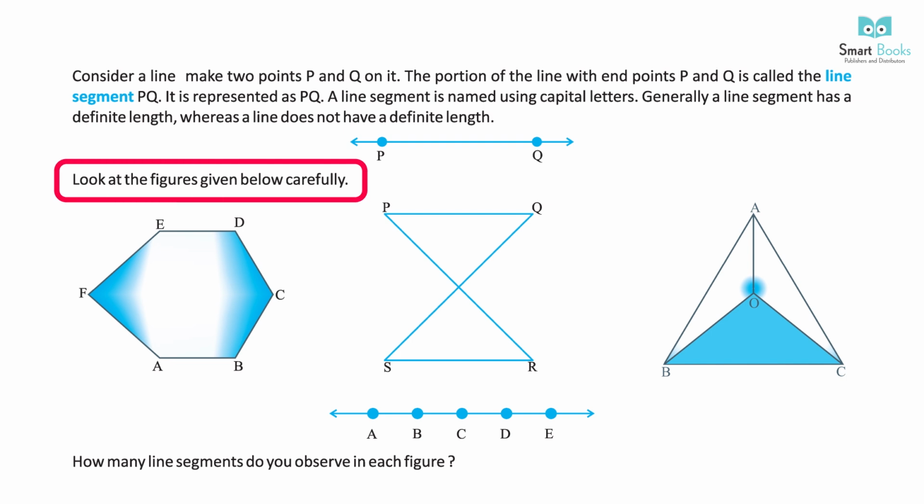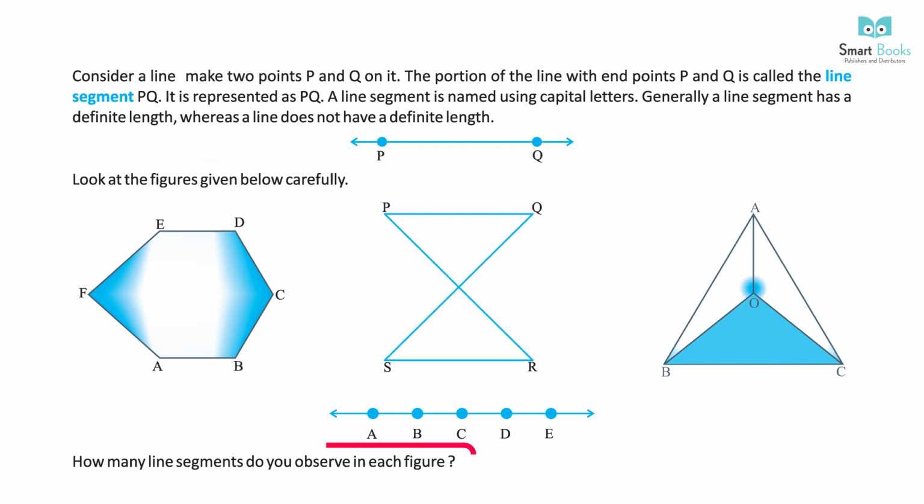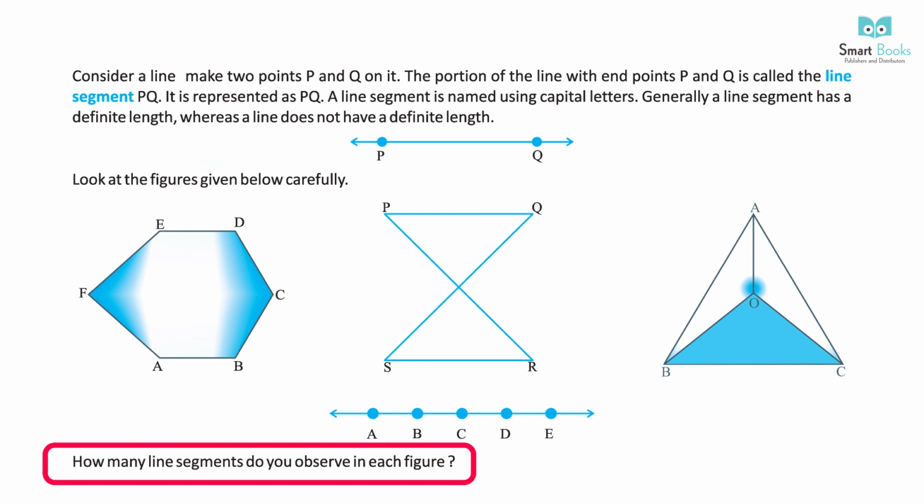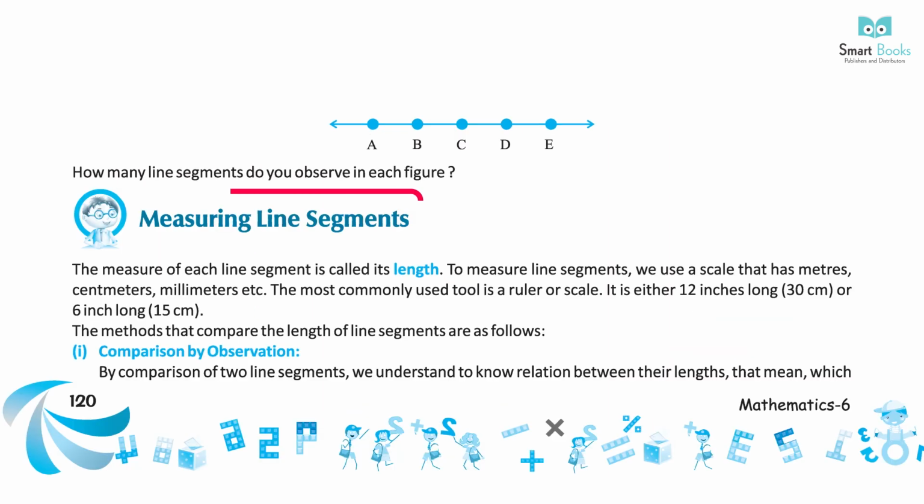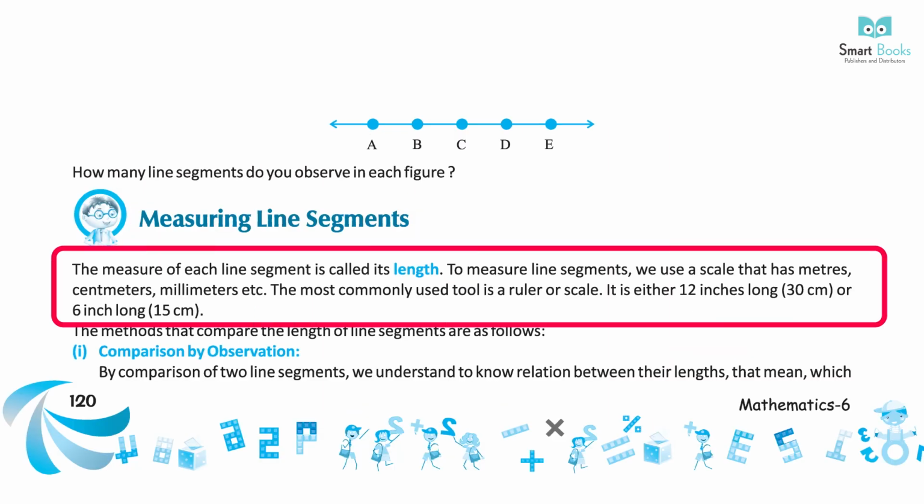Look at the figures given below carefully. How many line segments do you observe in each figure? Measuring line segments. The measure of each line segment is called its length. To measure line segments, we use a scale that has meters, centimeters, millimeters, etc. The most commonly used tool is a ruler or scale. It is either 12 inches long, 30 centimeters, or 6 inches long, 15 centimeters.